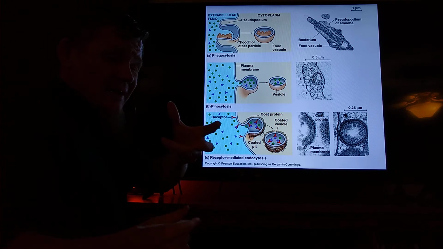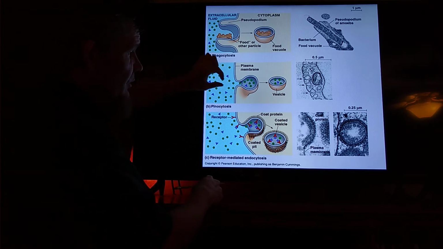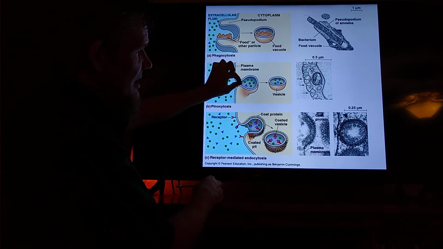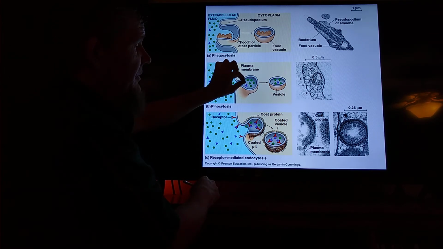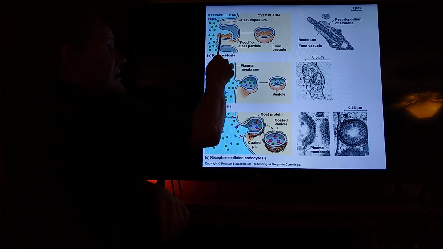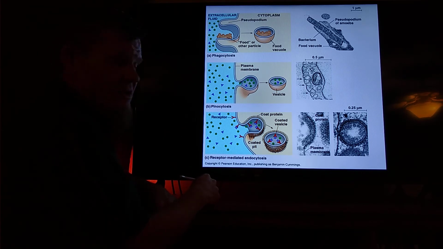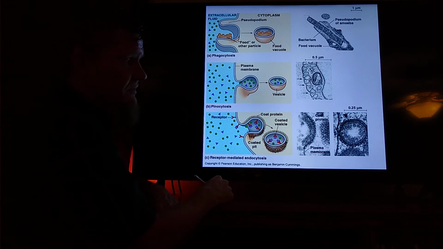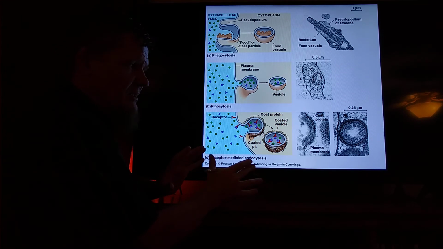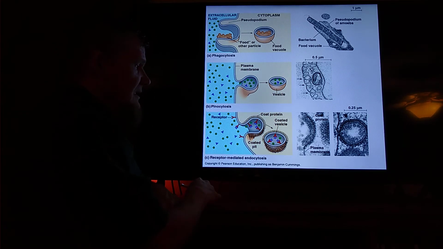Same basic process once they touch at the top. Once they touch at the top, it fuses together, and now I have my little pocket. I have my little vesicle. The other difference is this is for bringing in large particles. This is only for bringing in samples of fluid. Again, we're not 100% sure why cells will do this, but they will do it.